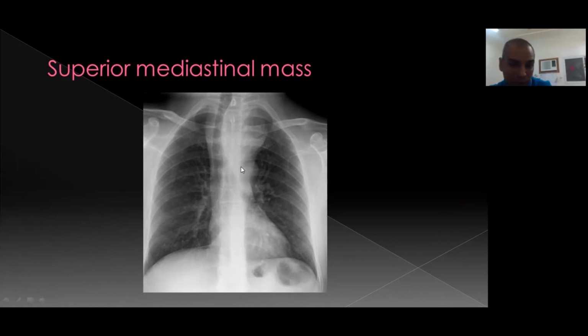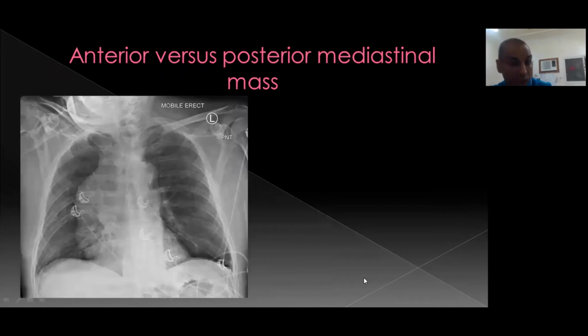And look at the aortic knuckle, it's clear. So it's not posterior mediastinum. We will discuss after some slides here: how can we differentiate between anterior and posterior mediastinal mass?